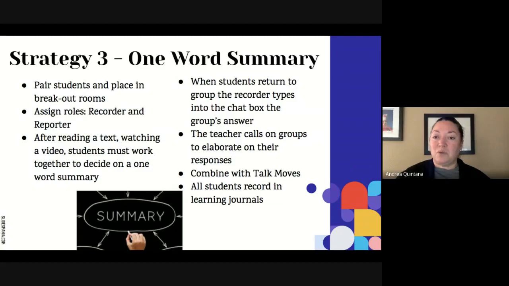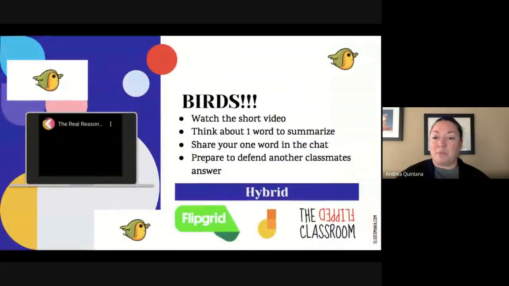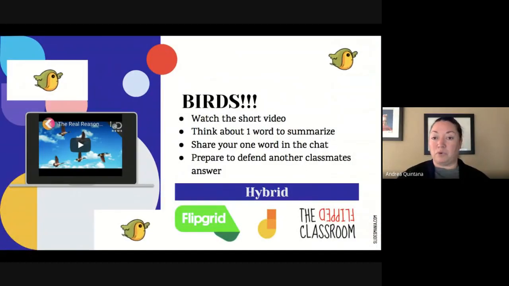This also works really well in partnering out, where maybe I have one idea to summarize my one word, and Rachel has a different idea. But somehow I have to now make sense of Rachel's idea, really stretching my ideas and my thinking around whatever text or content I just worked with. And always the opportunity for all students to be able to record in their writing journals.